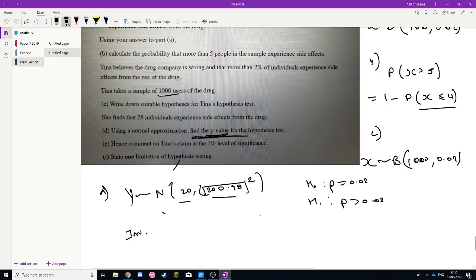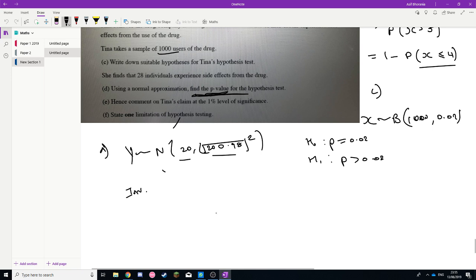So given this by a normal approximation, you can just do the probability of Y being greater than or equal to 28.5, no, 27.5, because 28 needs to be included. 28 individuals did experience it, so to include 28 you have to start from 27.5, using this binomial approximation, and you can put that into your calculator.